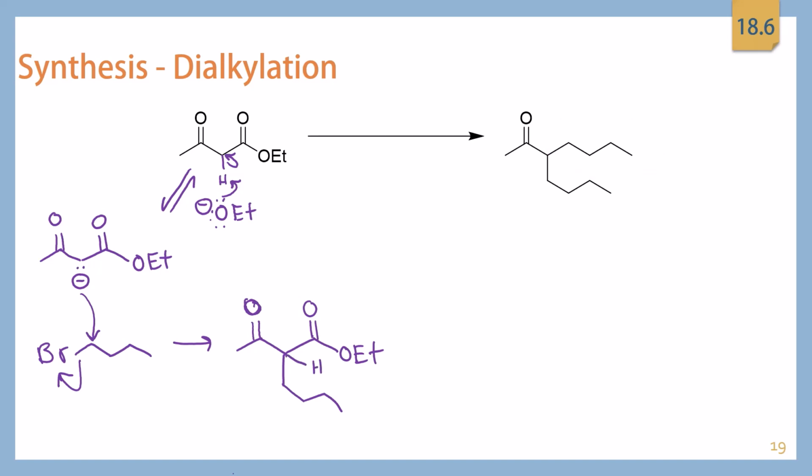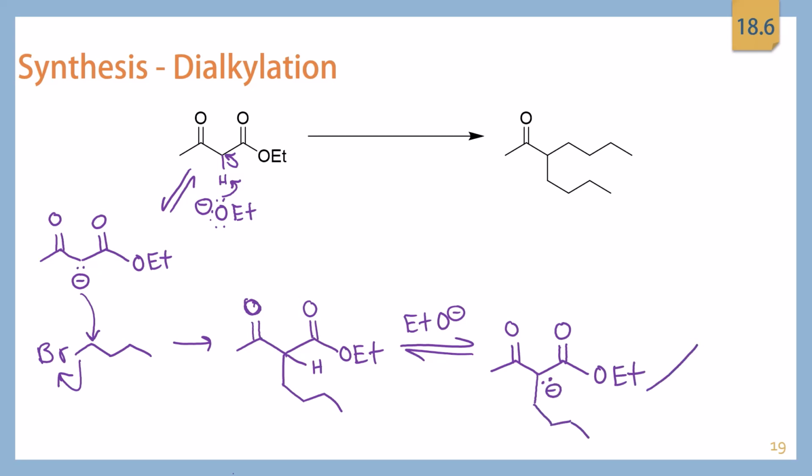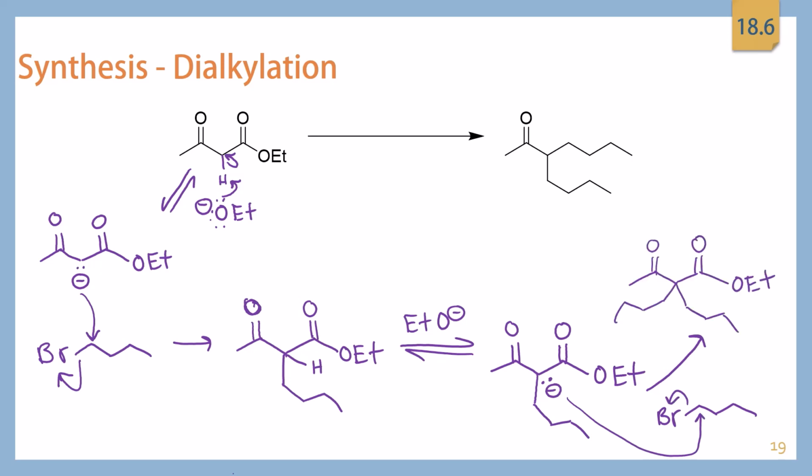Fortunately, we have another hydrogen. So we add in ethoxide again, and we create our enolate again. Add in some sort of butyl halide. Okay, so now we have 2 butyl groups, and we still have this ester that we have to get rid of.